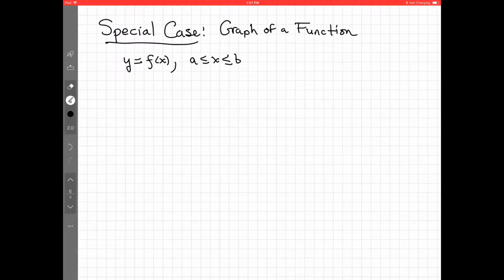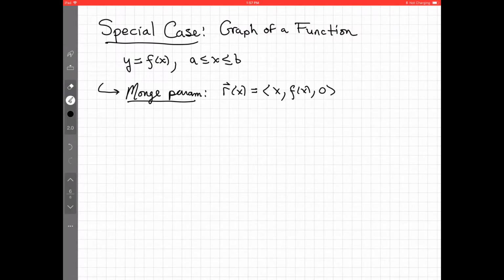So to hook up with the way we've been doing things, we first need a parameterization. Remember, we'll use the Monge parameterization. Since we have a free independent variable x, we'll use that as our parameter. So x equals x, and then y is f of x, and we'll just set z equal to 0 because it's a curve in a plane, but we'll pad this out so it's compatible with our other stuff. Our parameter, by the way, has domain a to b, just like our graph of our function.